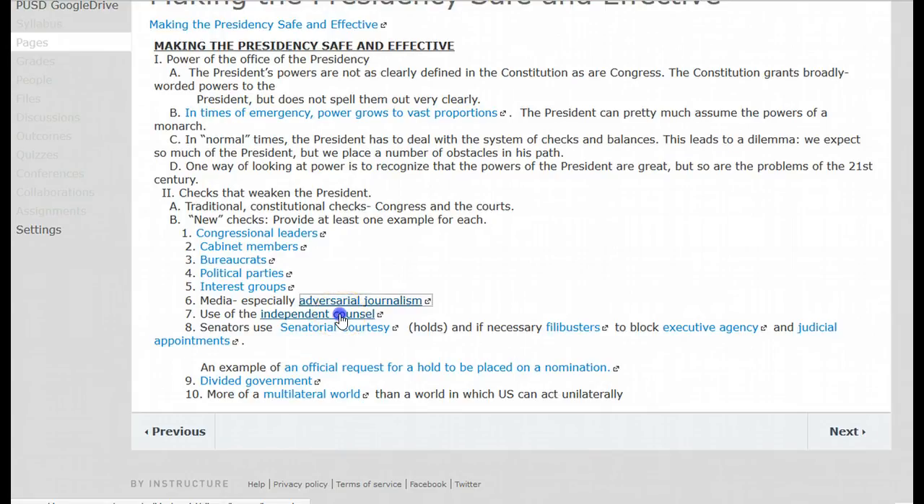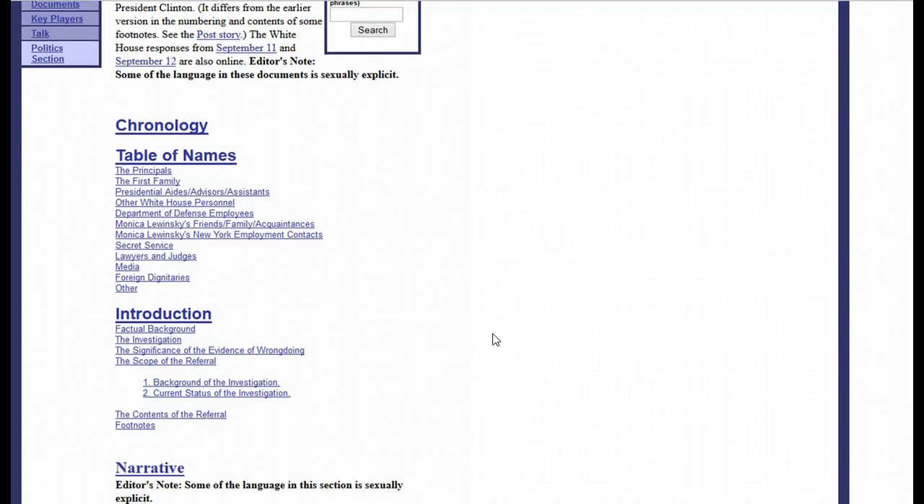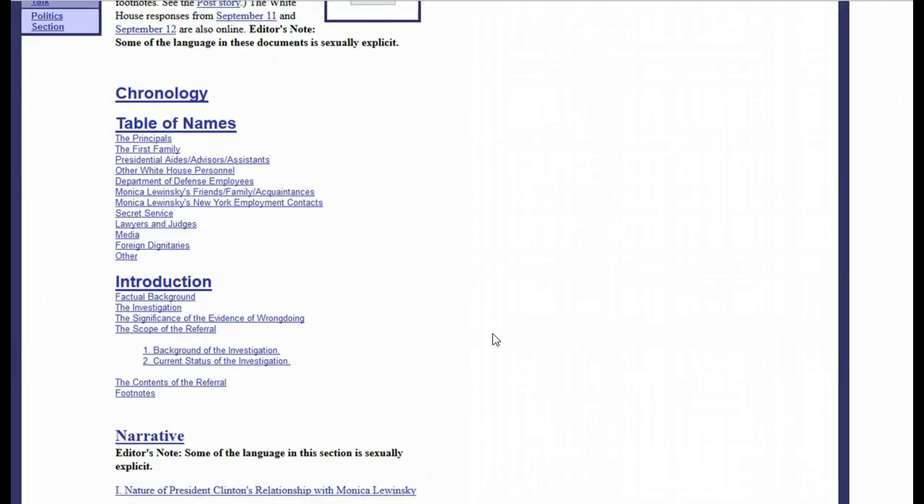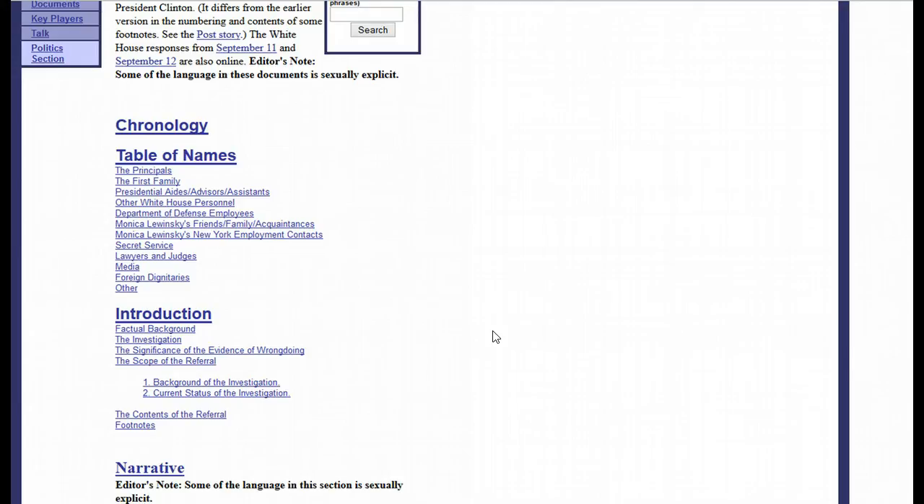Next, we have what's called an independent counsel, and this has been used a couple of times. It was used back when Nixon was president to investigate Watergate, and it was used when Bill Clinton was president, when a man by the name of Ken Starr did a massive investigation about President Clinton, and it was looking into his background with what was called the Whitewater affair, and then it also wound up going into the Monica Lewinsky affair. Now, I'm not going to go through all of this.